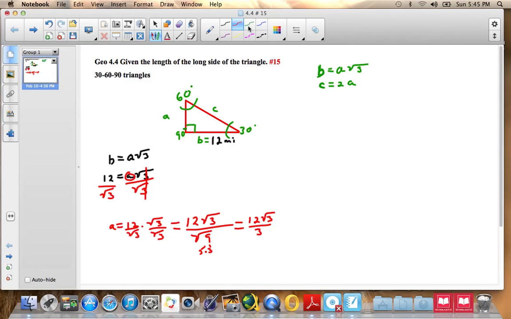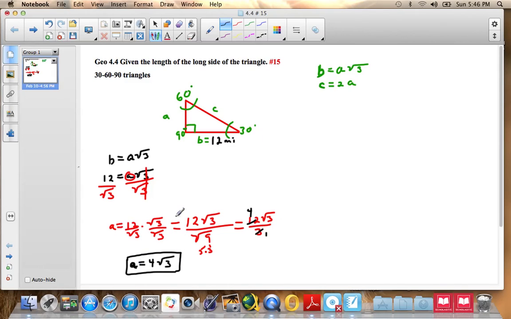Now from here, I can simplify. 3 goes into 3 once. It goes into 12 4 times. So then what I'm left with is A equals 4 square root of 3. So this gives me A right here.